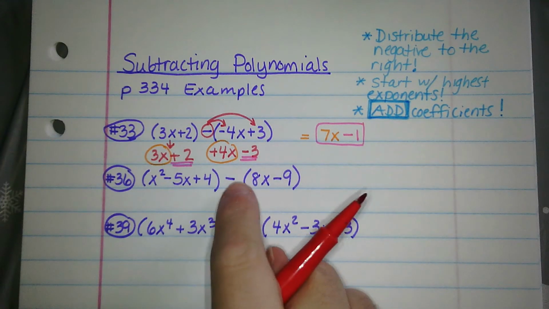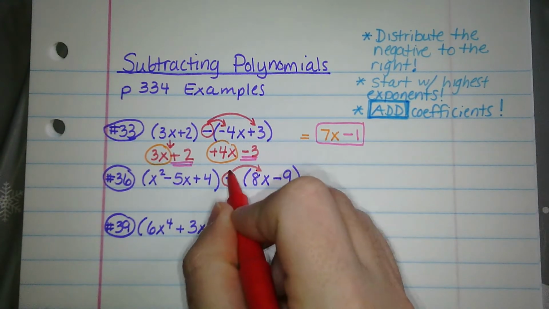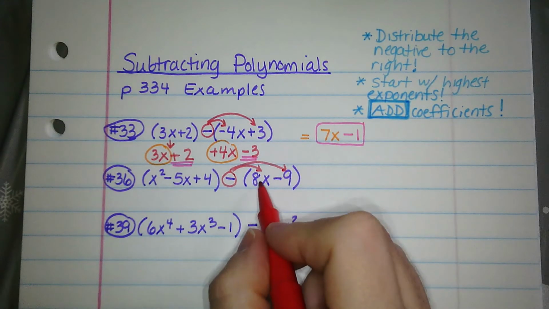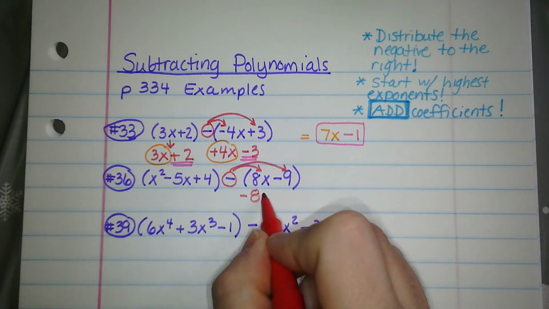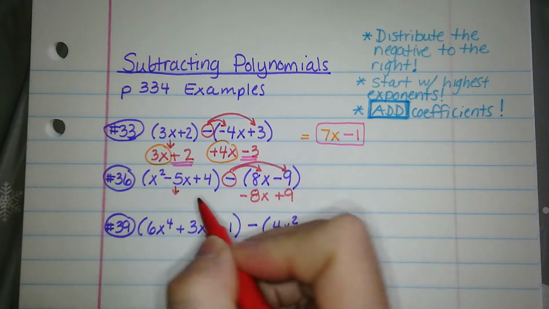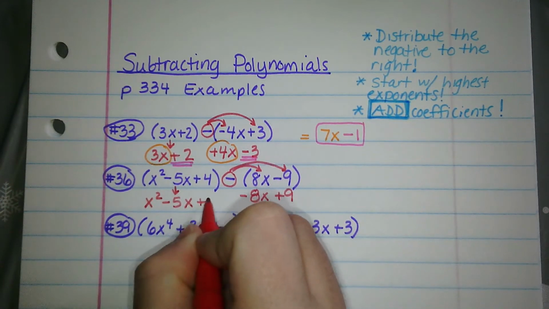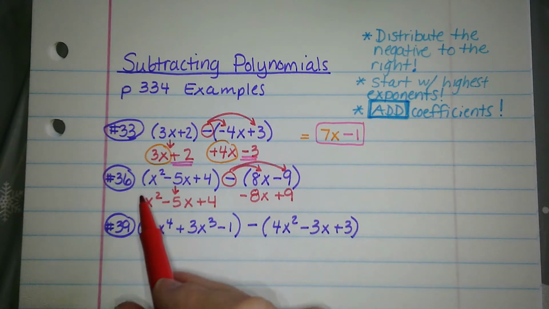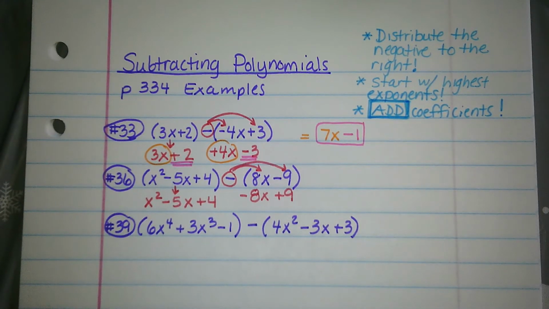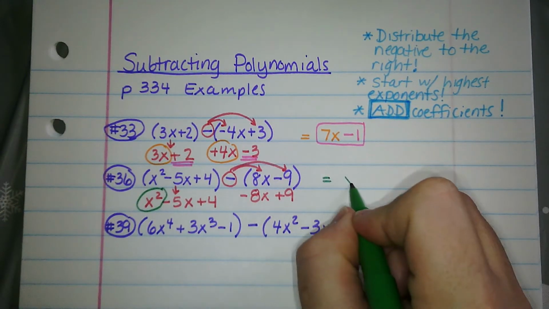For 36, we're going to take this minus on the outside, and we're going to distribute it to everything on the right on the inside. So that 8x is going to become a negative 8x, and that negative 9 becomes positive 9. We're then going to bring down our first polynomial. And then we are going to scan for like terms and do the highest exponent first. So in this case, our highest exponent is an x squared. And this x squared has no other x squareds there, so this is where we begin.